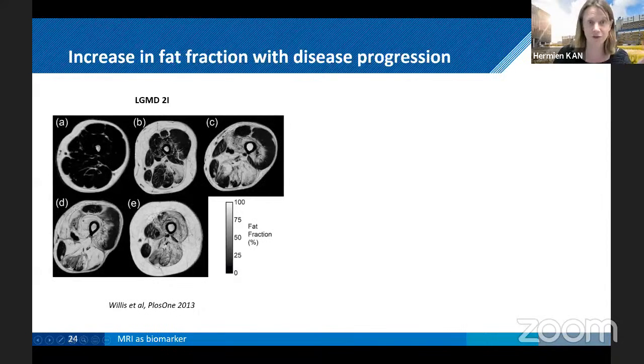So the increase in fat with disease progression and the increase in fat with age is not particular to Duchenne, of course. There are many different muscle diseases, and many of them are progressive, slowly or fast progressive. This is an example in LGMD2I, for instance, where these are patients of different ages or different disease stages. It's not really stated in the paper, at least not in the figure caption, where in this patient A, there's hardly any fat replacement, while in patient E, there is a lot of fat replacement, right?